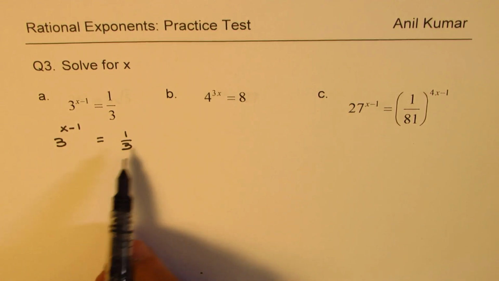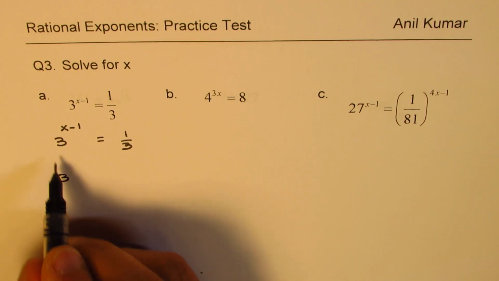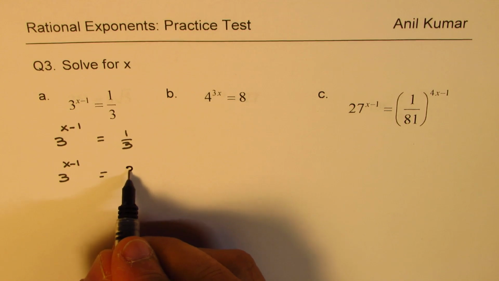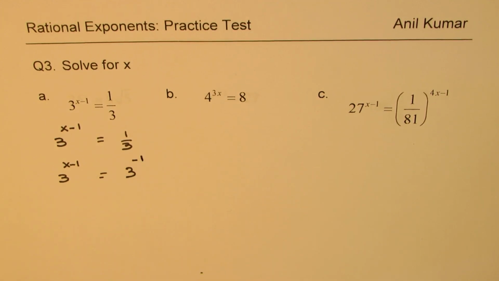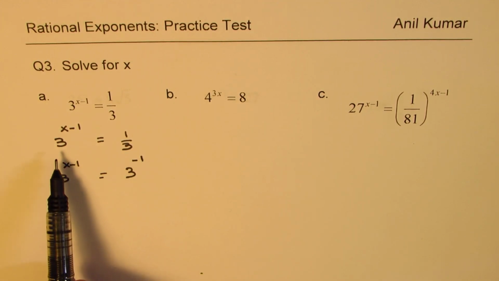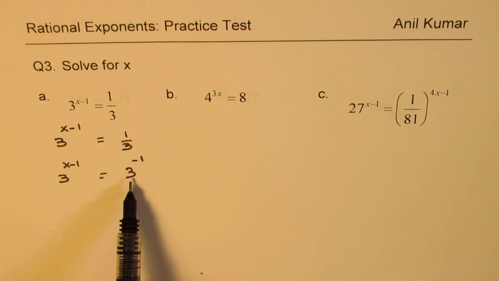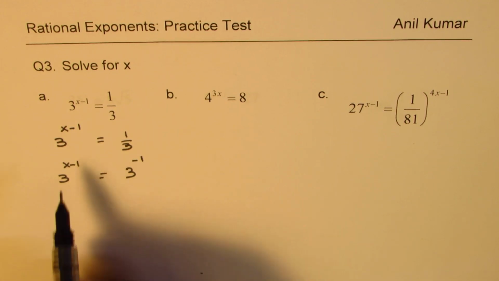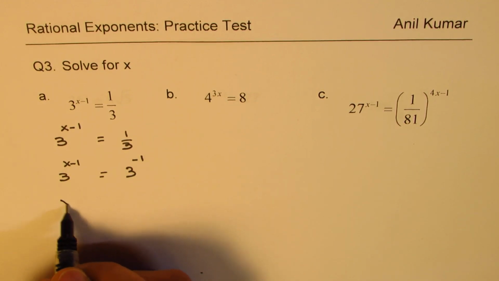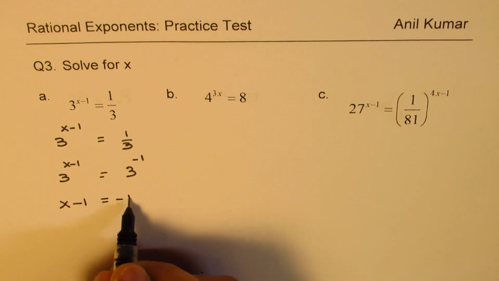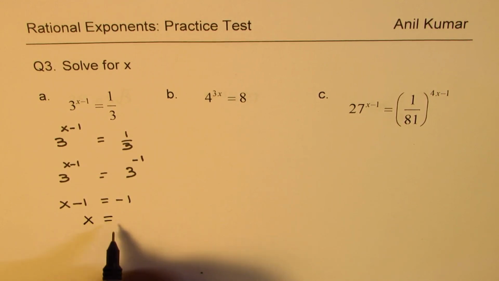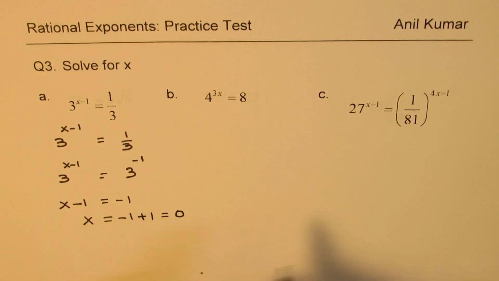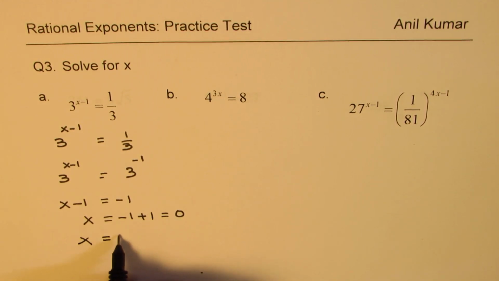The idea is to get the same base. So we do have the same base, but we have not written it in similar order. This could be written as 3 to the power of minus 1. You get the idea? So we have 3 to the power of x minus 1 on the left side and 3 to the power of minus 1. Now, both the bases are same, so we can compare the exponents. So we could write now x minus 1 equals minus 1, and that gives you x equal to minus 1 plus 1, which is 0. And therefore, our answer is x equals 0.